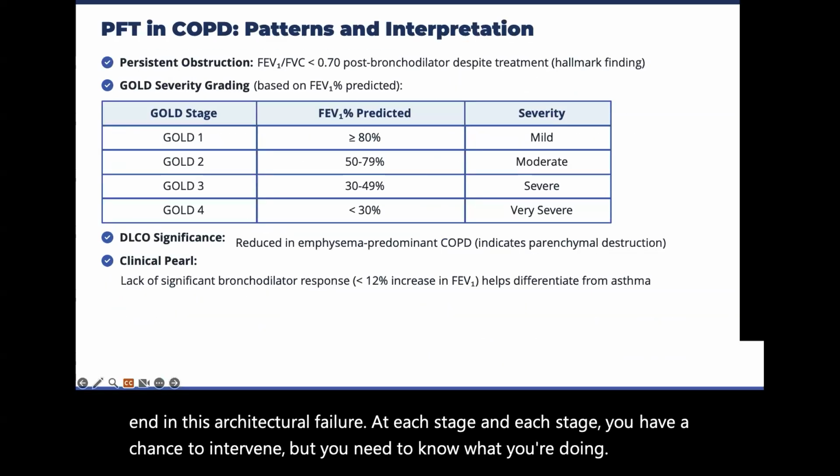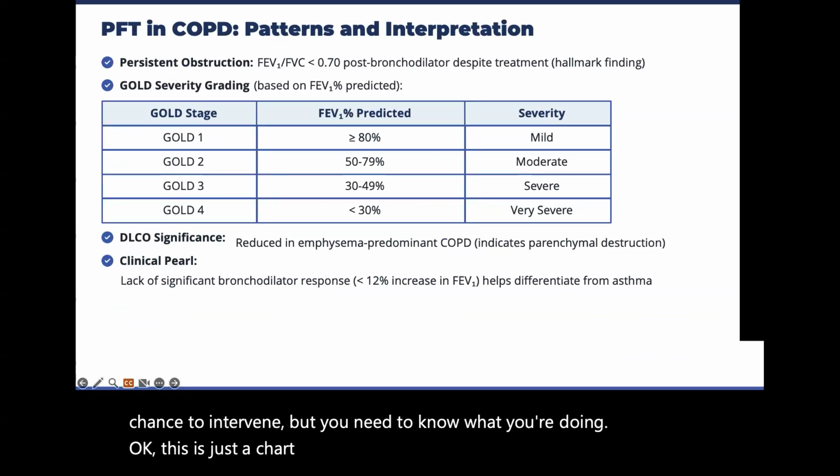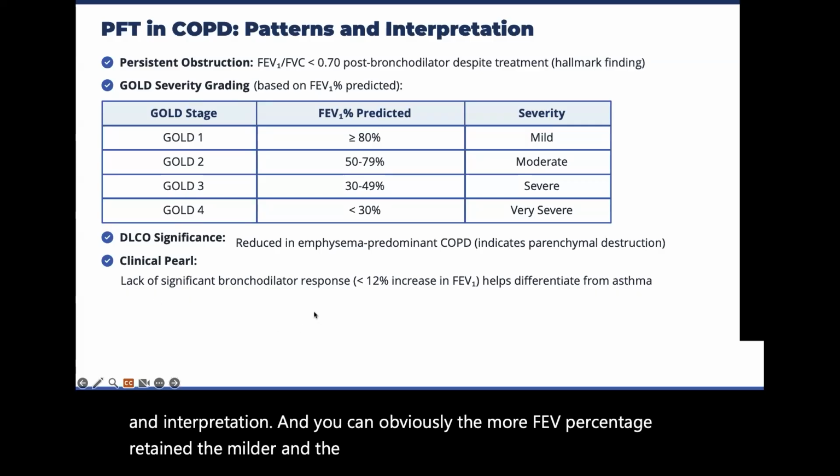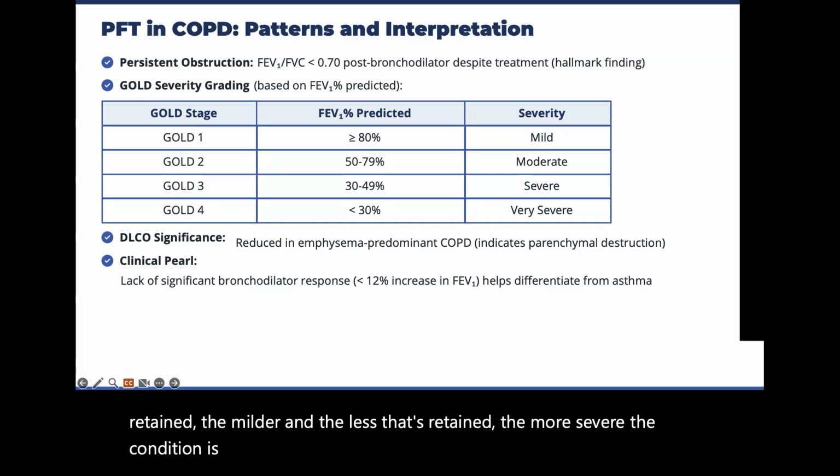Okay. This is just a chart of the GOLD criteria with respect to COPD patterns and interpretation. And you can obviously see the more FEV percentage retained, the milder, and the less that's retained, the more severe the condition is. That's all this chart is showing here.